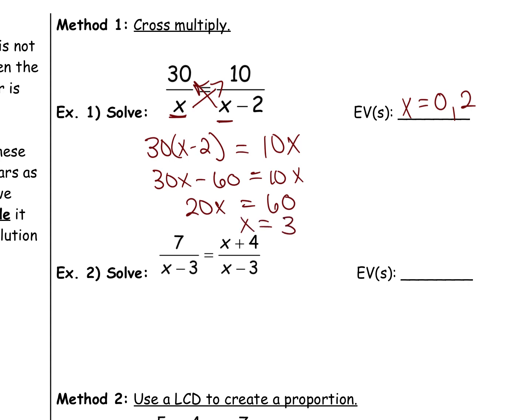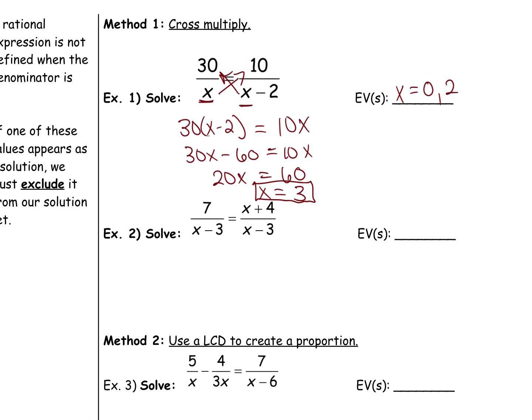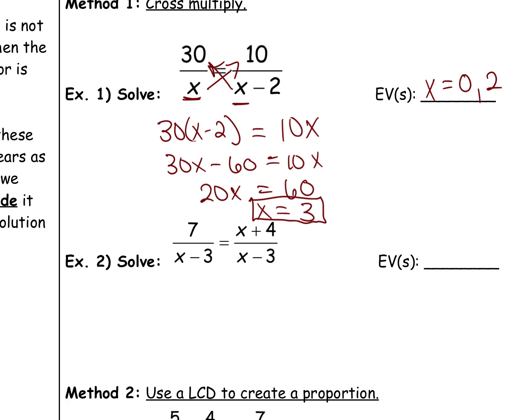Is that one of our excluded values? Then it is a good solution. We okay with that? Oh no, I subtracted. Subtract 10x, subtract 10x. Whoops, it's down here. And that's how we got the 20.